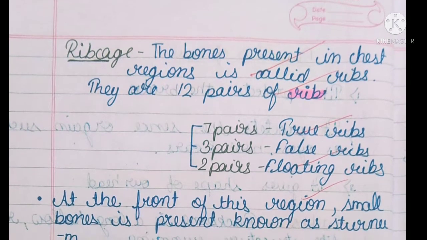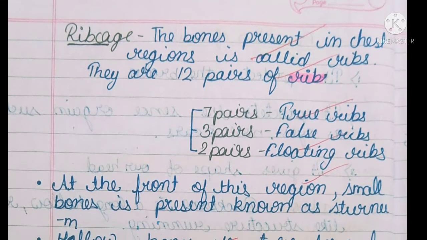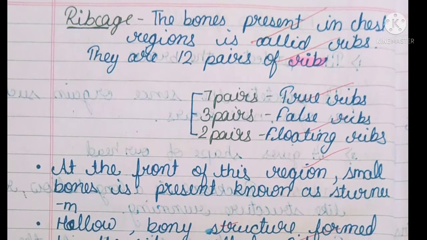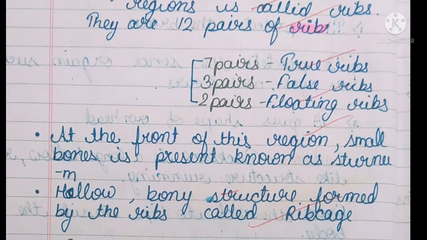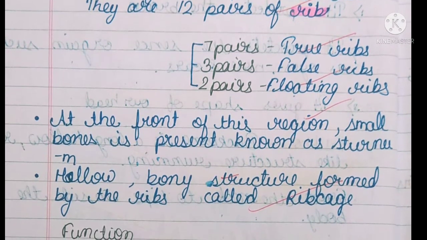Rib cage. The bones present in the chest region are called ribs. There are 12 pairs of ribs: 7 pairs of true ribs, 3 pairs of false ribs, 2 pairs of floating ribs.